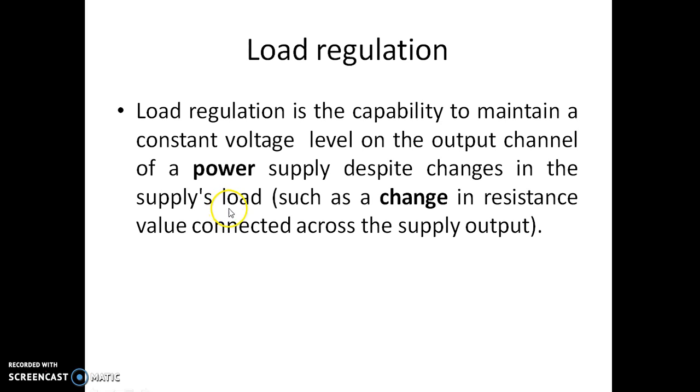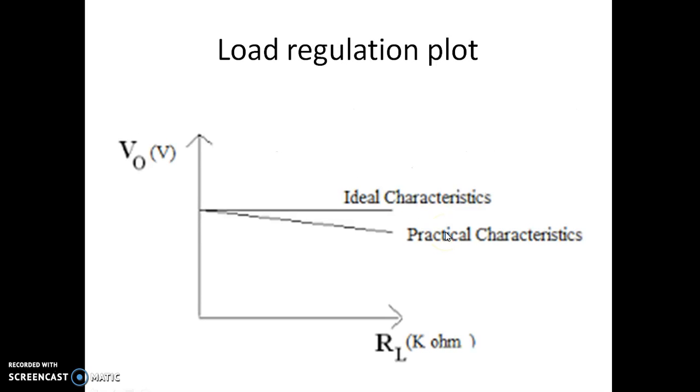So when you say supply's load, it is the change in the resistance that is connected to the supply output. Supply means the power supply we are talking about. This is how a load regulation plot looks. On the x-axis we have the resistance R, which also represents the load of a circuit, and V0 is the output voltage.